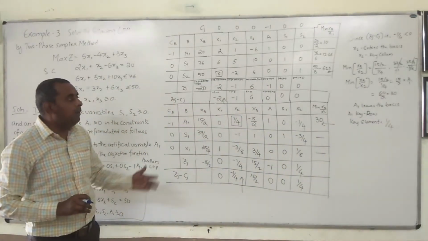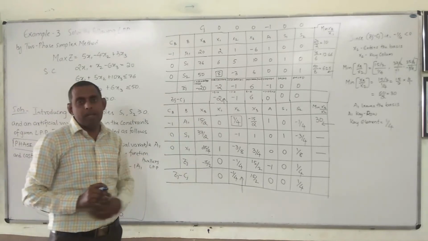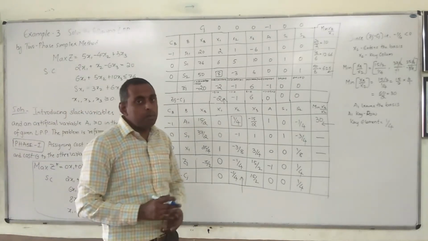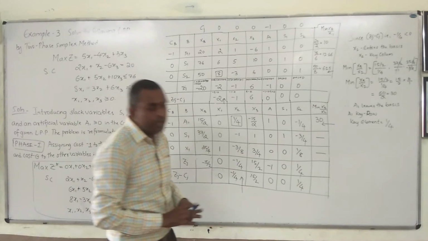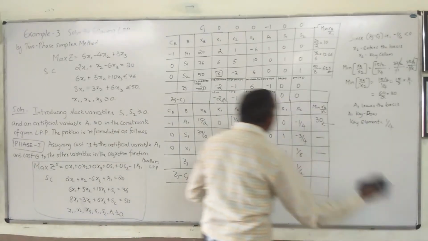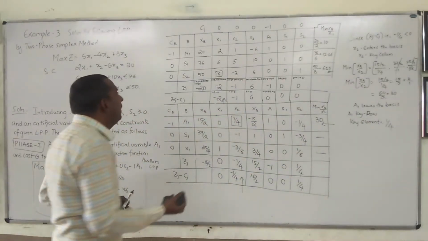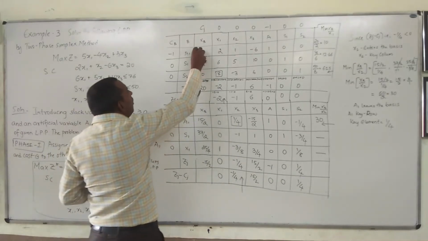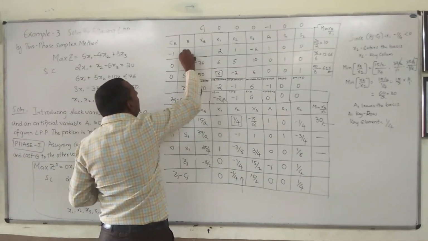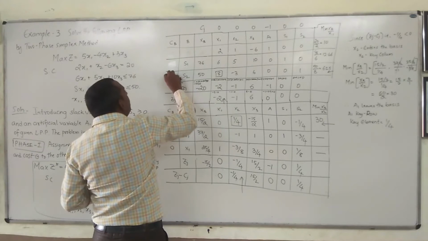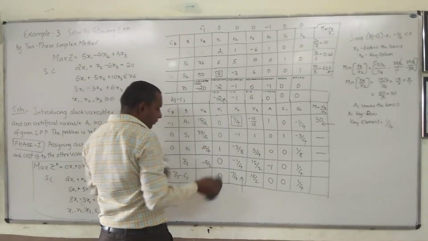Once you get the key element, we are supposed to go to the next simplex table. In that next simplex table, we are going to again calculate the values. So let me rub this out. Presently, we don't have space here. We are going to use the old table only. Fine. So let me rub the values here. These values.